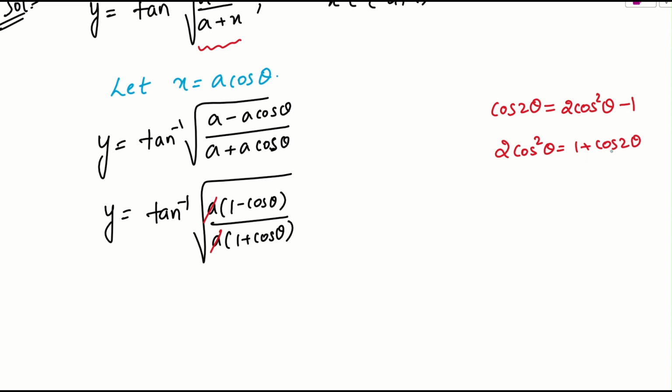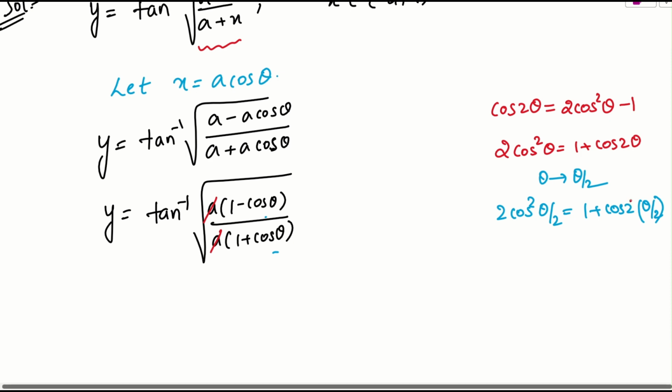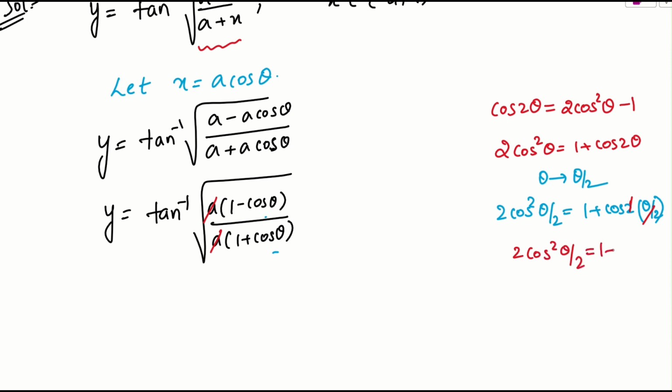So simply what should we do? Here we have theta, but here we have 2 theta, so simply replace theta with theta by 2. What will we get? 2 into cos square theta by 2 must equal 1 plus cos 2 into theta by 2. Are you getting my point? So simply we can cancel 2 here. Let me write it down. 2 cos square theta by 2 must equal 1 plus cos theta. So this is the formula. You can simply take it as a direct formula.